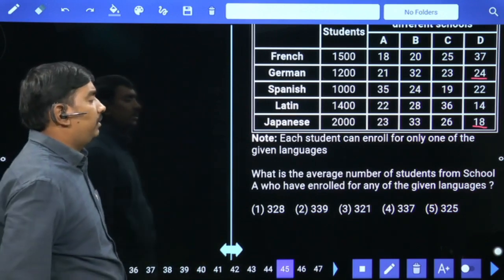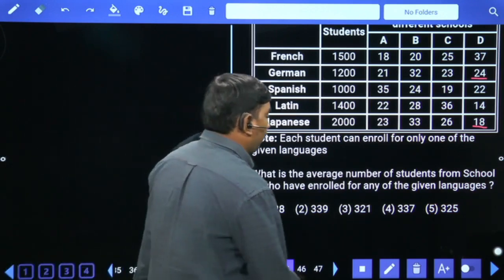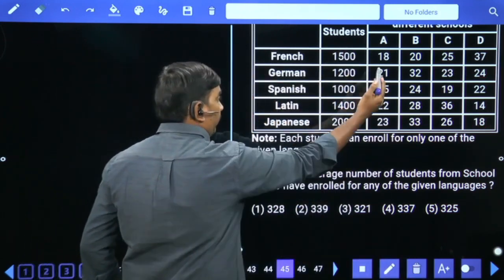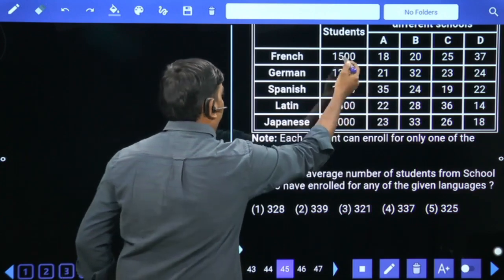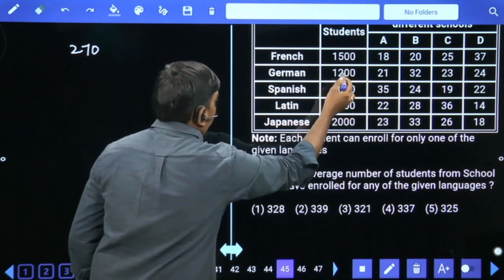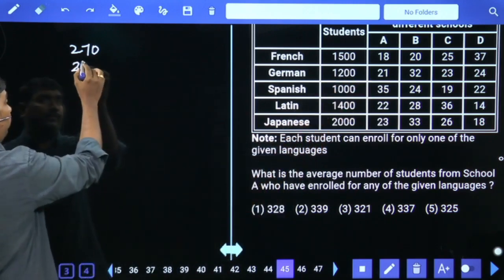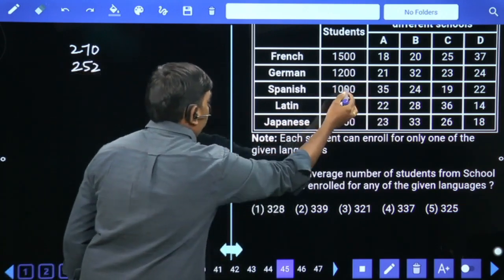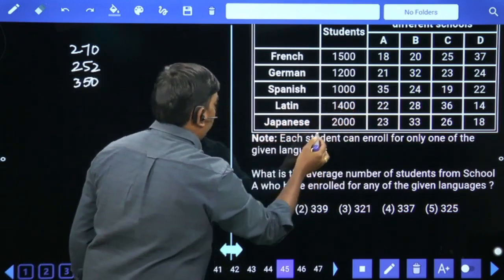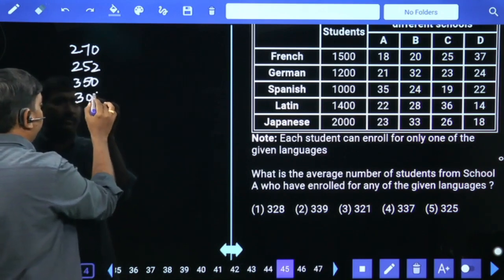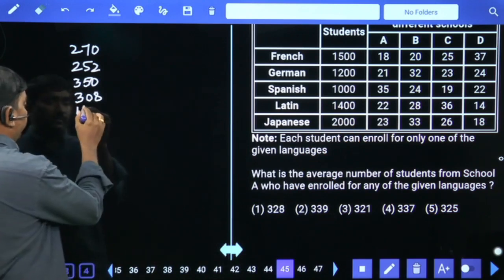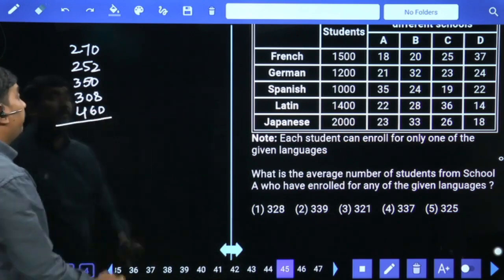What is the average number of students from school A who have enrolled for any of the given languages? All the languages average. 18% of 1500, 270. 21% of 1200, 252. 35% of 1000, 350. 22% of 1400, 308. 23% of 2000, 460. Total average means by 5.